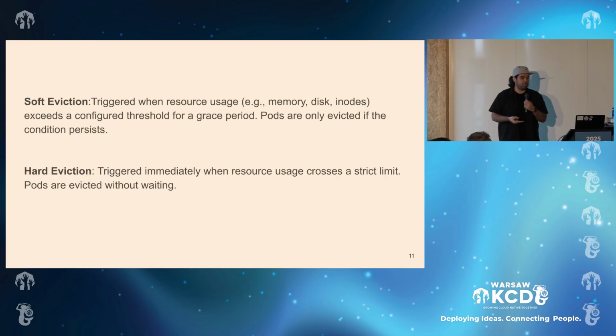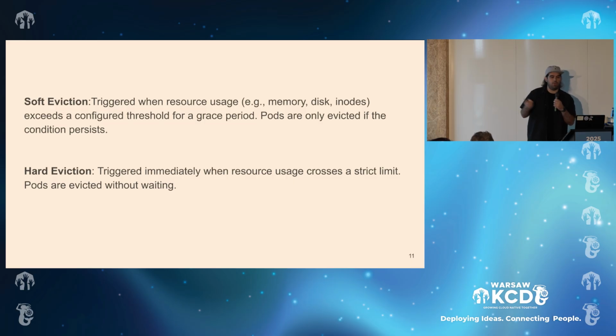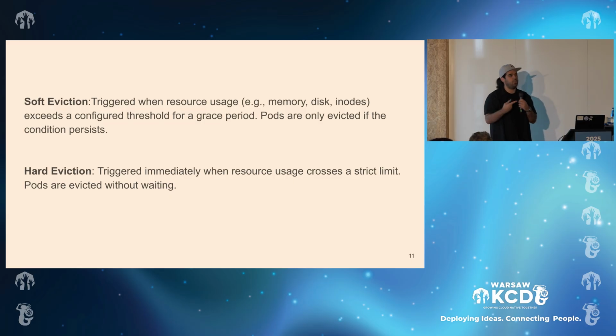Node pressure eviction can be detailed in two types, one being soft eviction and the other being hard eviction. Soft eviction is when a condition persists over a grace period, and then the soft eviction kicks in. Hard eviction is, as it sounds, immediately applied and kills or terminates the pods on your cluster. Both of them are quite configurable by the kubelet parameters, and this is one of the well-documented types of eviction in the Kubernetes documentation, because the ones that I'm going through are not as well documented.